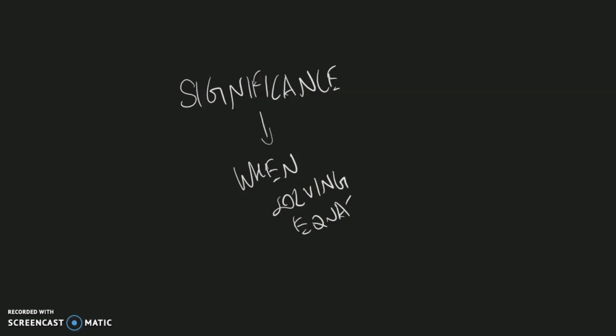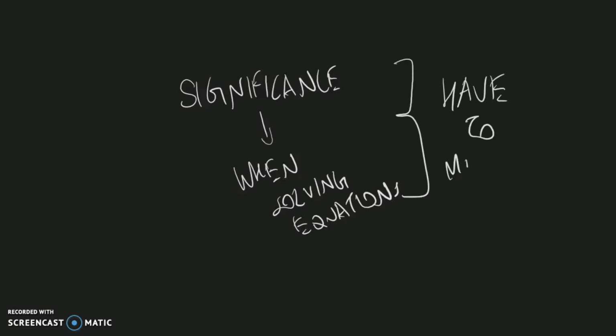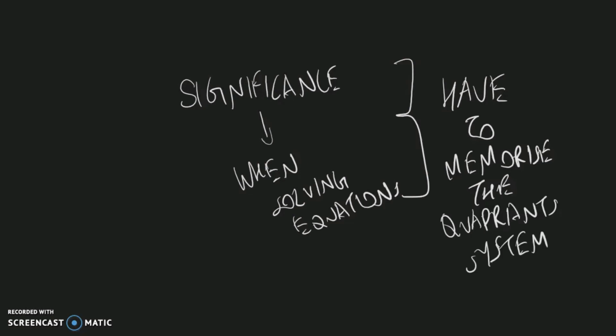Now the exact significance of this will come into play when solving equations. When solving equations, you will understand why this is truly important. When we're trying to find the inverse of sine, cosine, and tangent functions, we will have to apply the rule of quadrants. But for now, you have to memorize the system of quadrants. It is absolutely important that you do.